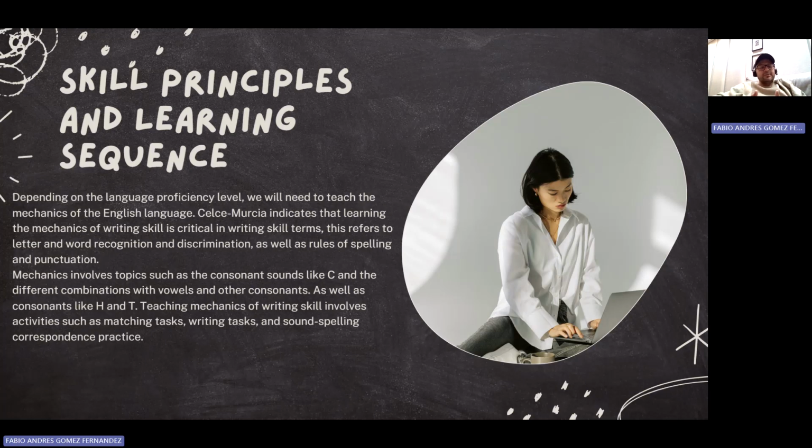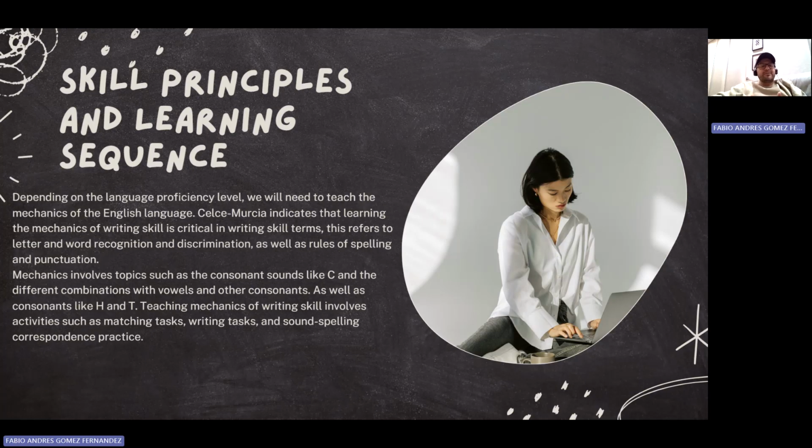Mechanics also involves topics such as consonant sounds, like the C. For instance, it makes a difference in how the letter C sounds whenever you put it together with the letter A or with the letter I. Two different sounds for the same letter, and other languages that have a different phonemic conformation might not have this difference, but for English learners, if they don't use the same Roman alphabet that we use, they might get confused.